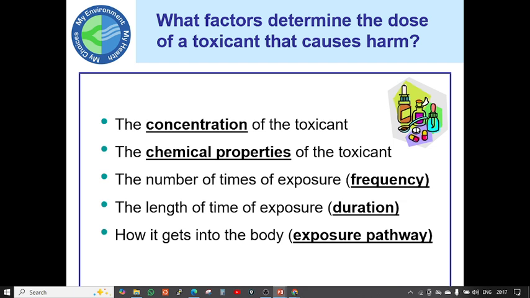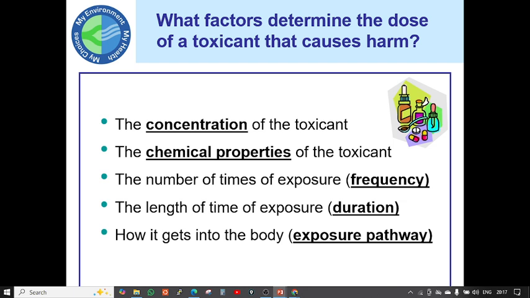Fourth is the length or duration of exposure, how much time you are exposed to the toxicant. For example, if you are exposed to burning or industrial pollution for a long time, you inhale different gases for a long time, and that can be harmful to your body.